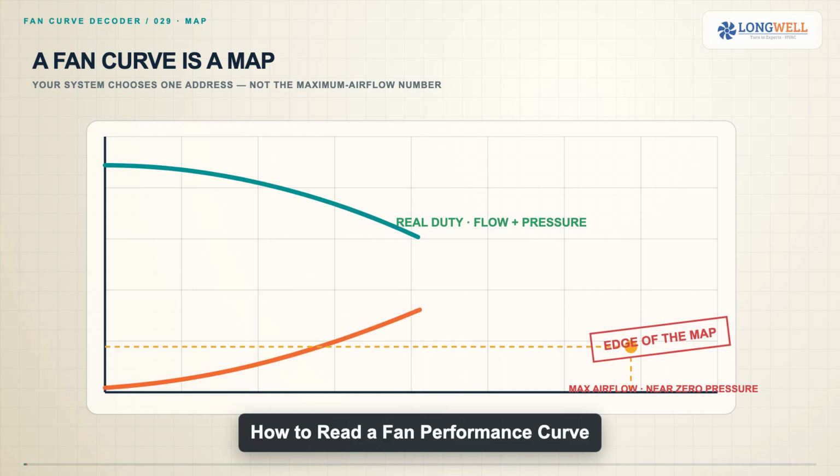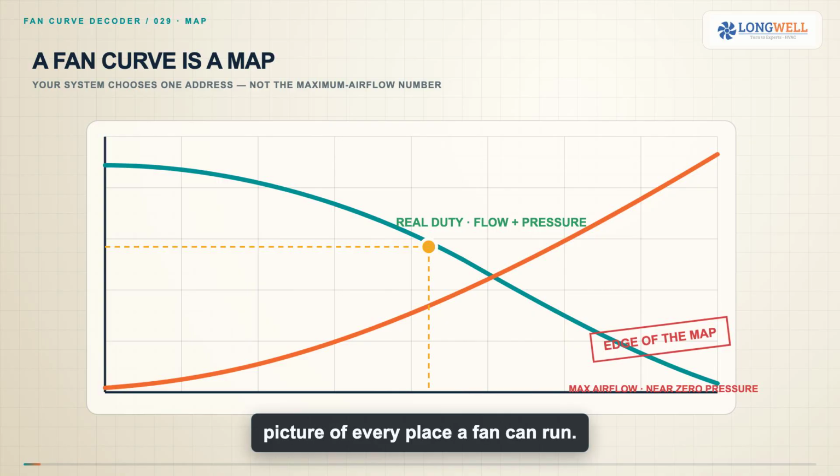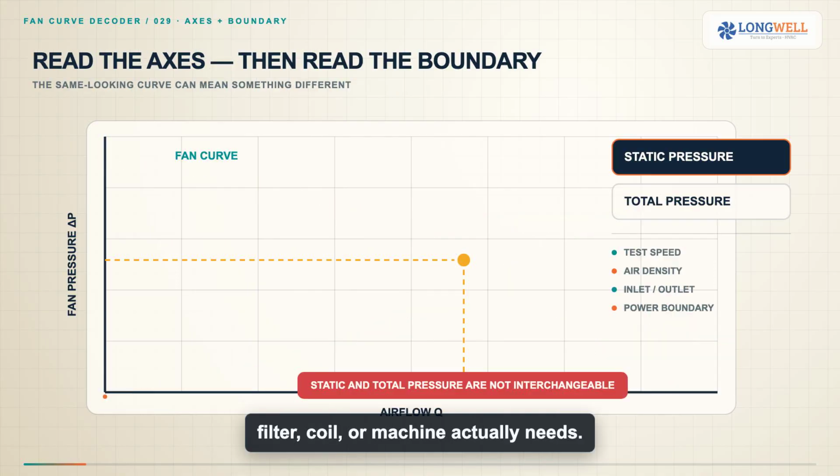How to read a fan performance curve to pick a fan. A fan curve is not a picture of every place a fan can run. It is a map, and your system chooses one address on that map. If you buy from the maximum airflow number, you are reading the edge of the map where pressure is near zero, not the point your duct, filter, coil, or machine actually needs.